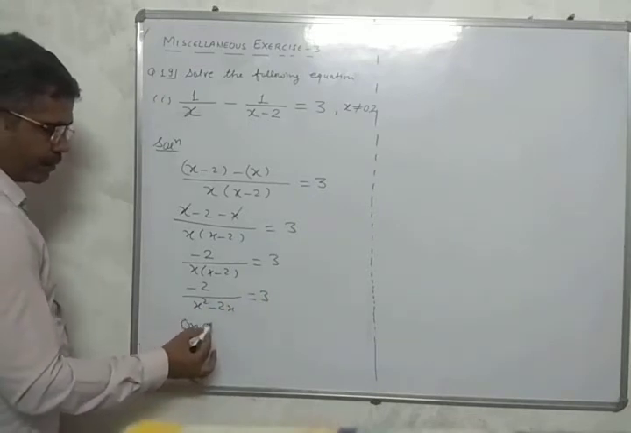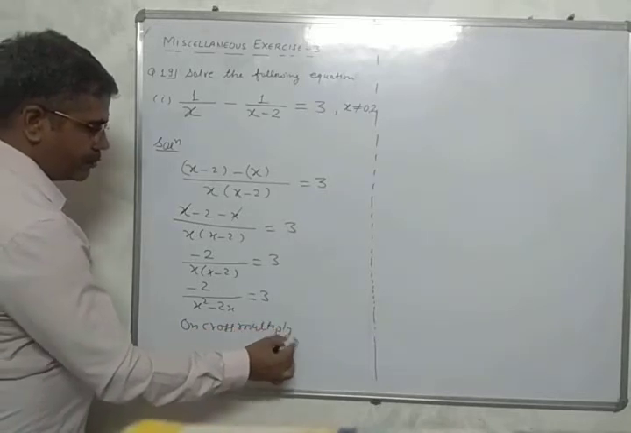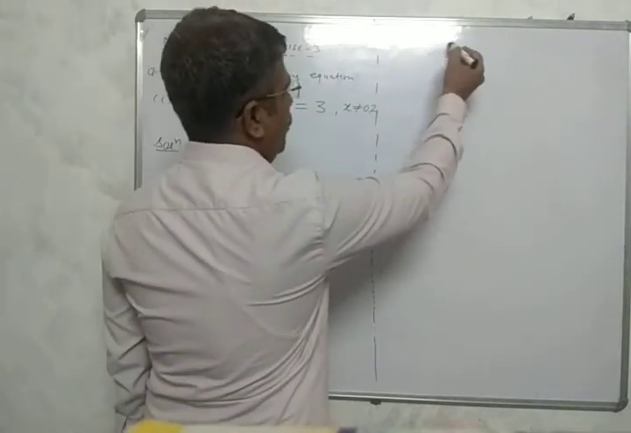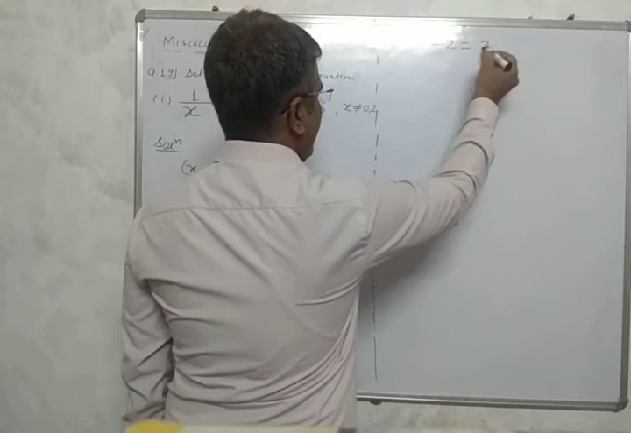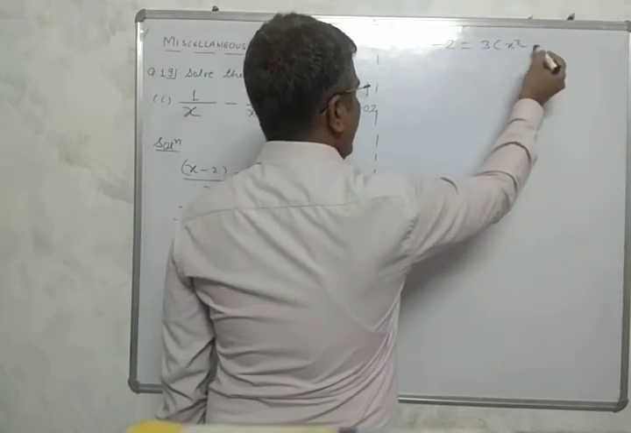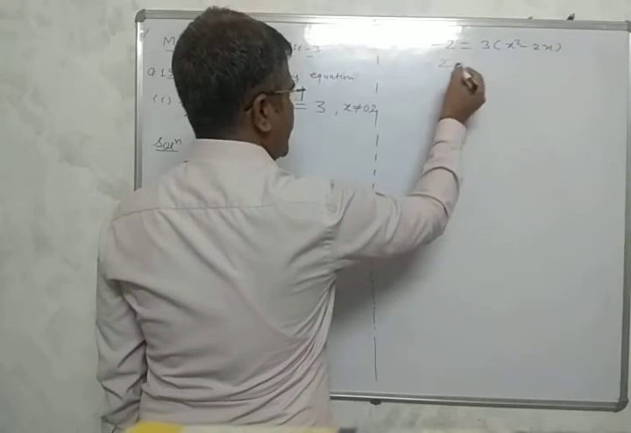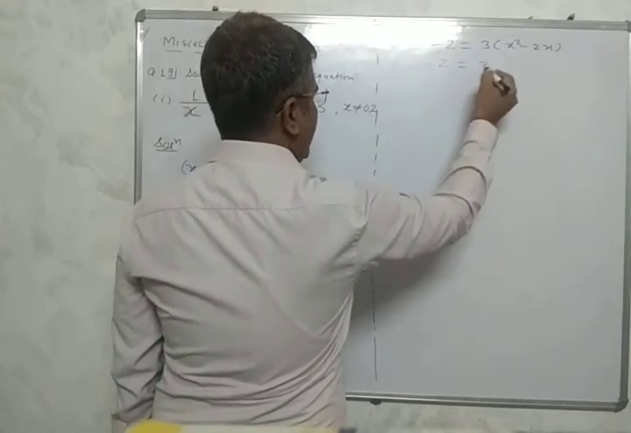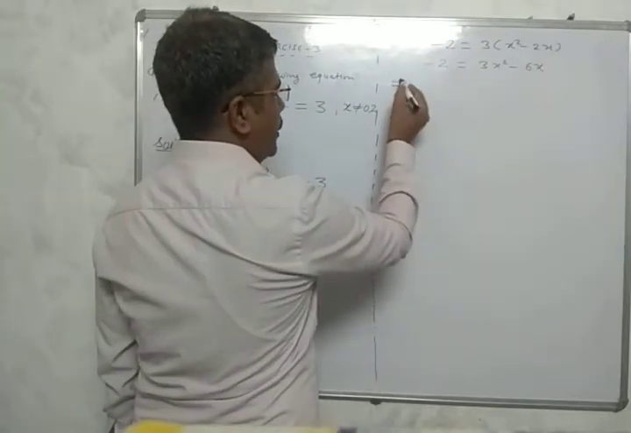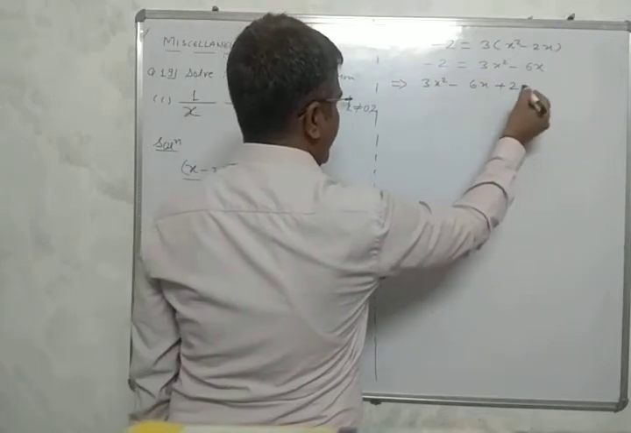On cross multiply, this number multiplied by 3, we have minus 2, 3 into x square minus 2x. We write minus 2 as it is, 3x square minus 6x, and write in equation form 3x square minus 6x plus 2 equals to 0.